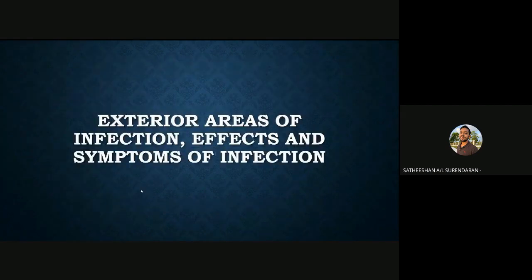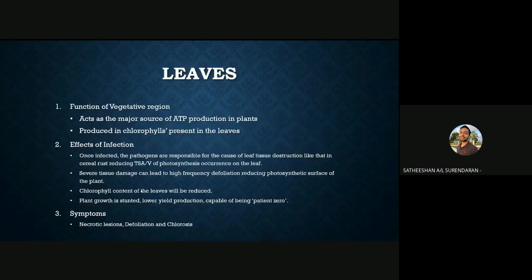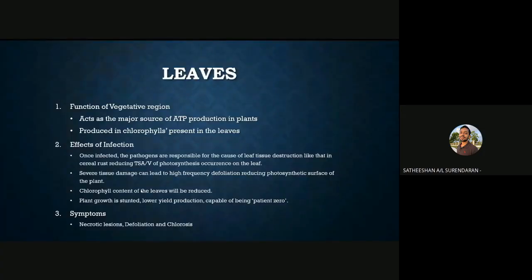Moving on, we'll go to the exterior areas of infection, effects and symptoms of infection. So, one of the places which can be infected by pathogens on a plant is the vegetative region. The leaf acts as a major source of ATP production in plants. These ATP are produced in the chlorophylls in a process known as photosynthesis present in the leaves.